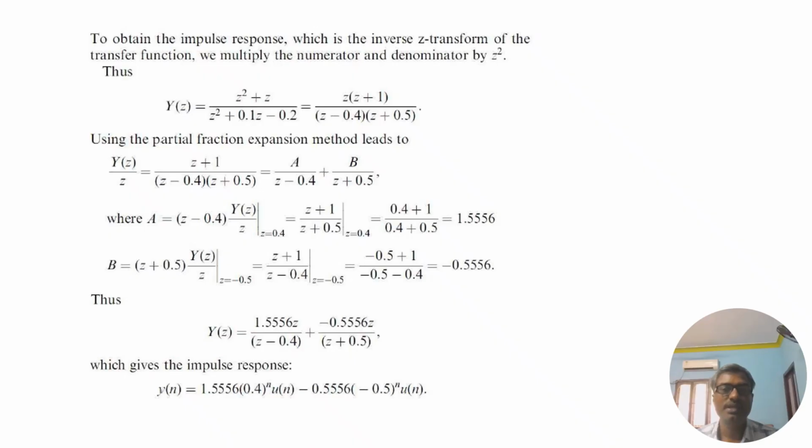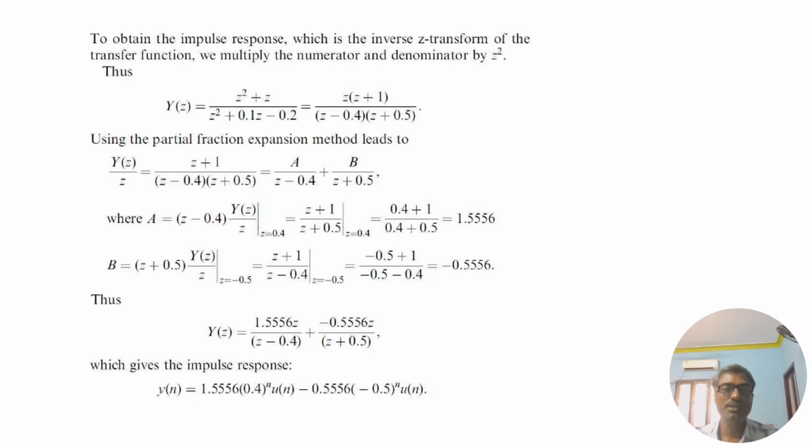In the Y of z expression, in the numerator part, we take z as the common factor. Then what we will get is z into z plus 1 by z square plus 0.1 z minus 0.2. Now you factorize the denominator. Then we will get two factors: z minus 0.4 into z plus 0.5. Then apply partial fractions. What we'll get is Y of z by z equals A by z minus 0.4 plus B by z plus 0.5. Find out A and B values. We will obtain A value as 1.556 and B value as minus 0.556.